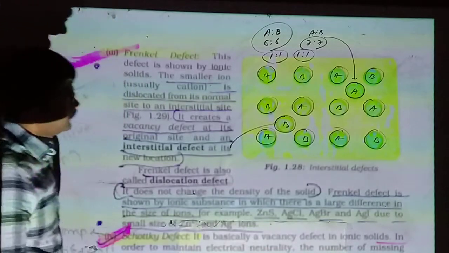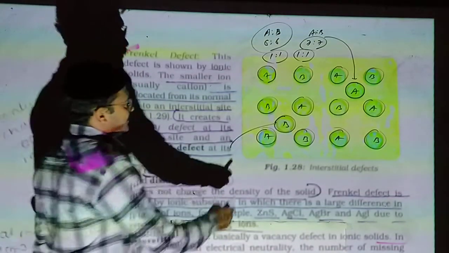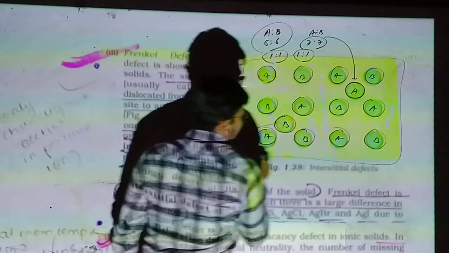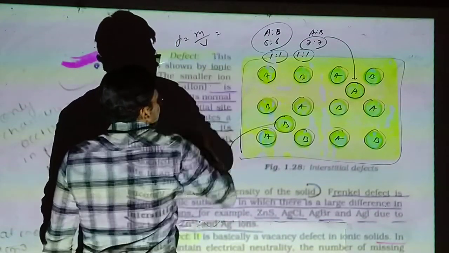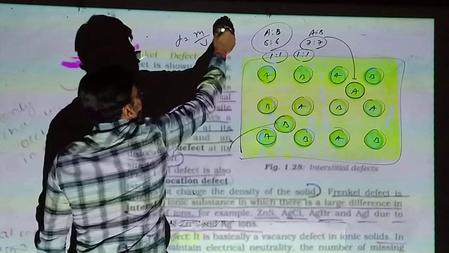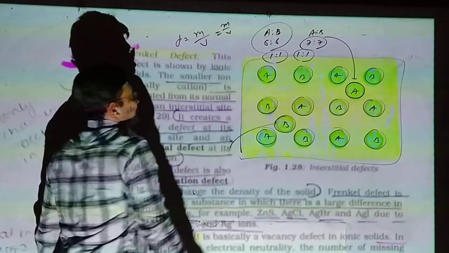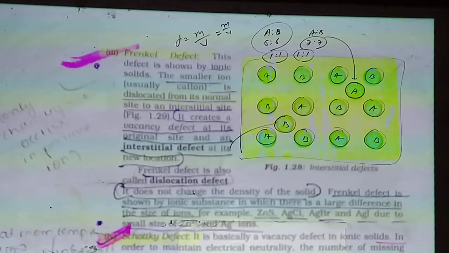Before the defect there were 12 atoms in the same volume. Density is mass upon volume. Now here there are 14, so mass is increased in the same volume. So density increases. In the interstitial defect of stoichiometry, density increases.